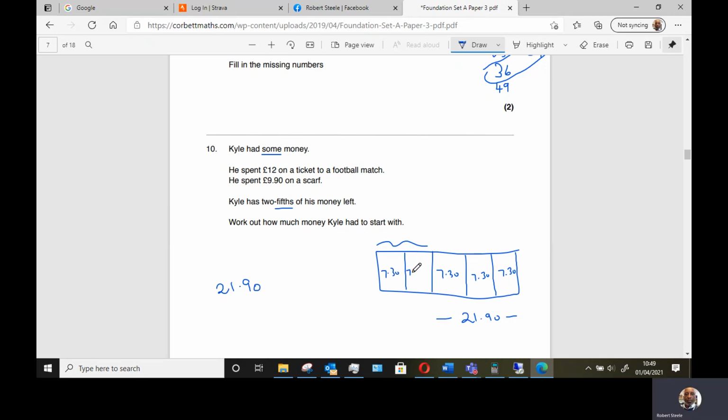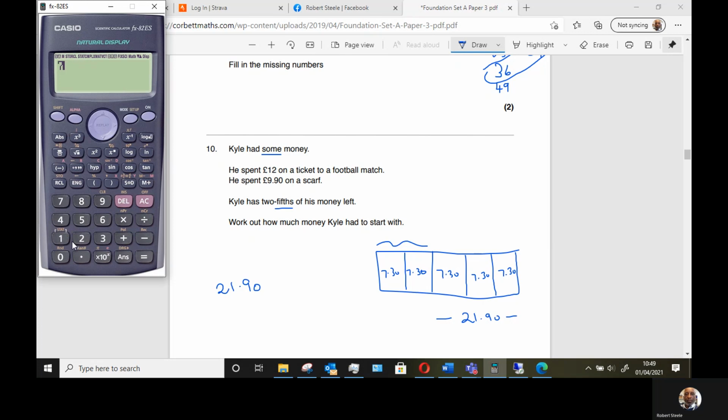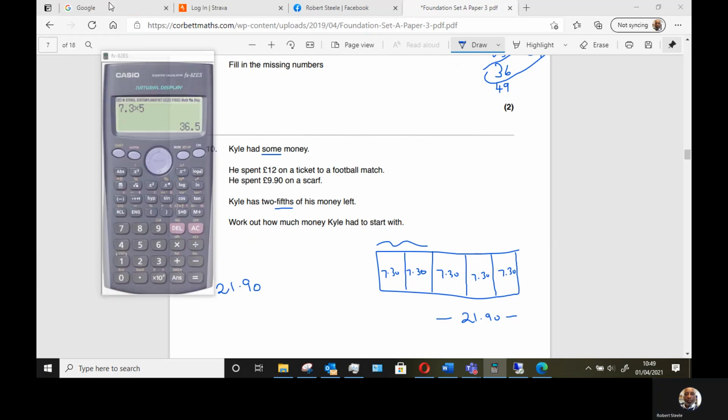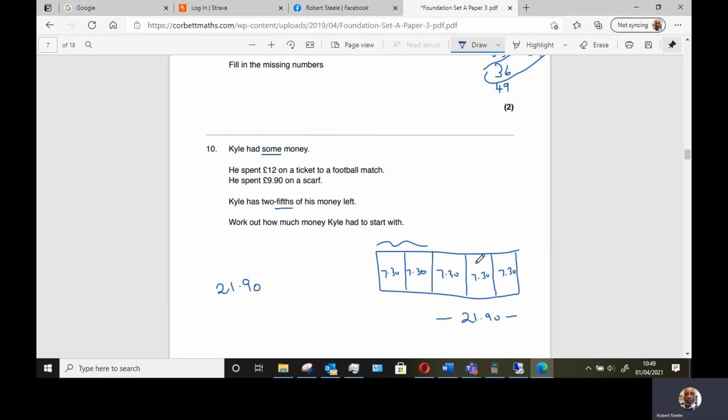So the total amount of money to start with must have been 5 lots of £7.30, which is £36.50. And there's my working out to go with it. Or you could just say these two are 1460, and you could add it up this way.